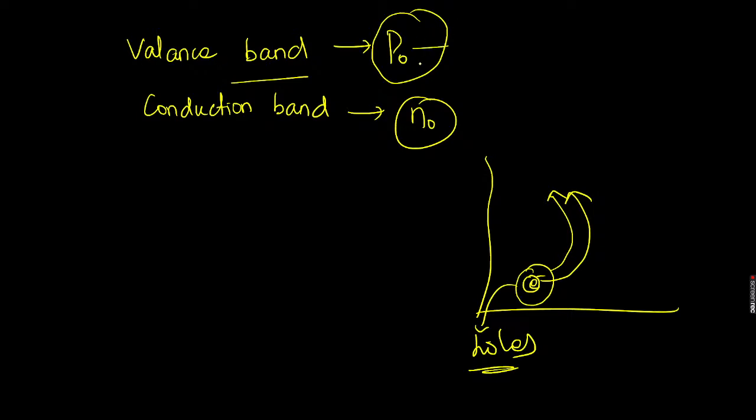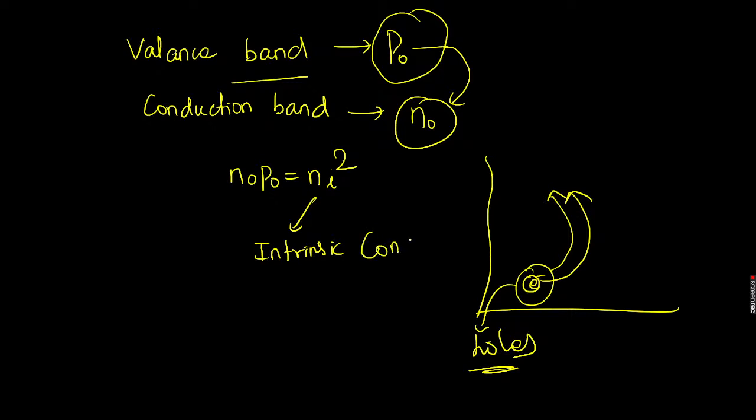Because the electrons that were placed in the valency band will be shifted from valency band to conduction band. True sir, 100% true. So the conclusion is, if you multiply the value of n naught with p naught, it will be equal to ni square, whereas ni denotes the intrinsic concentration. In this intrinsic material, the total concentration and how many charges are generated is called the intrinsic concentration at the given temperature.